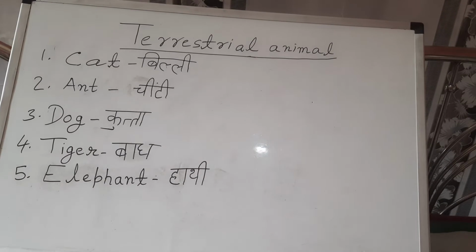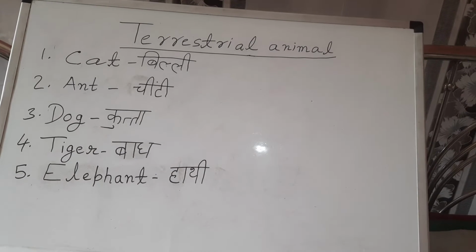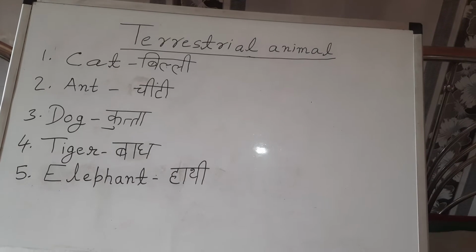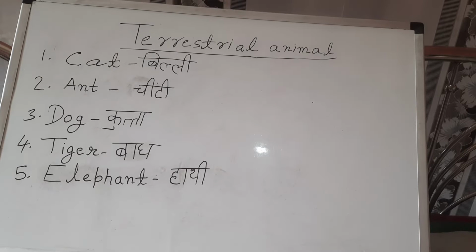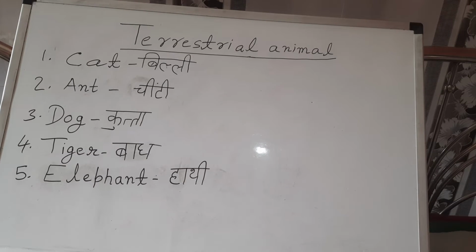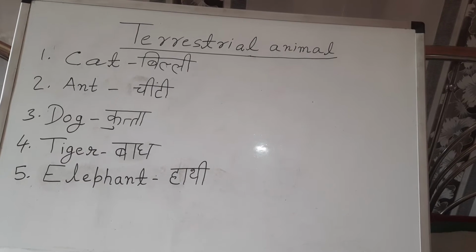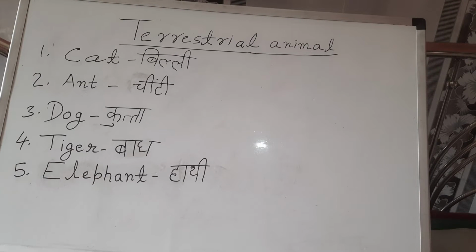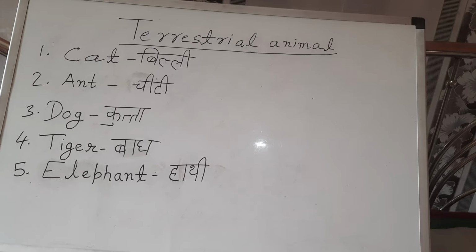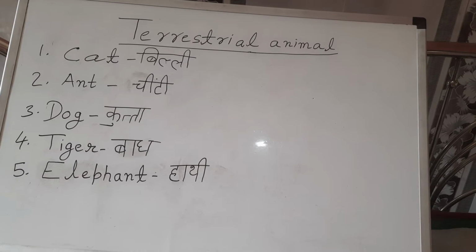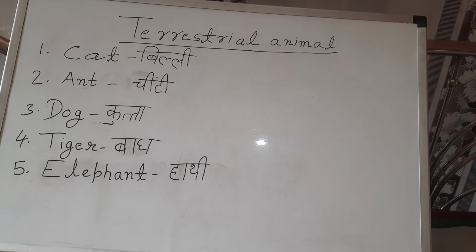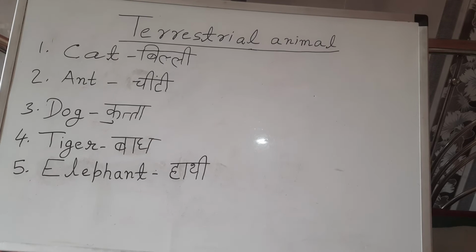Let's begin children. First I have written children cat, C-A-T, cat. Cat means बच्चों बिल्ली. Second I have written children ant, A-N-T, ant. Ant means बच्चों चींटी. Third I have written children dog, D-O-G, dog. Dog means बच्चों कुत्ता. Fourth I have written children tiger, T-I-G-E-R, tiger. Tiger means बच्चों बाघ. Fifth I have written children elephant, E-L-E-P-H-A-N-T, elephant. Elephant means बच्चों हाथी. Let's revise children.